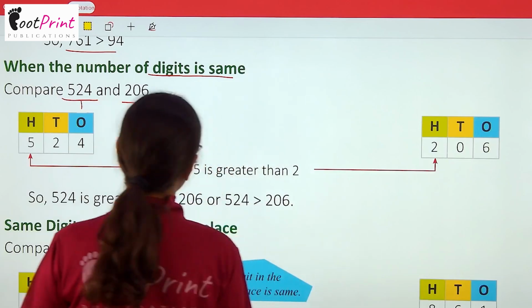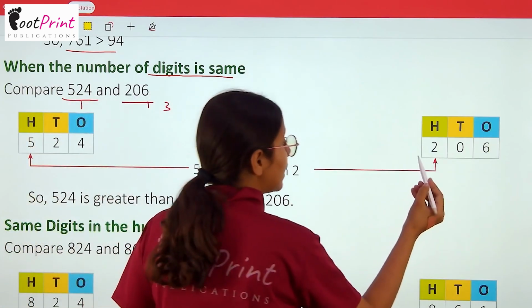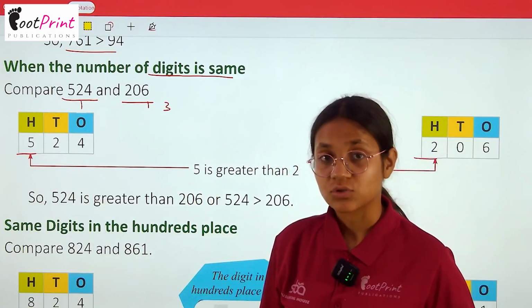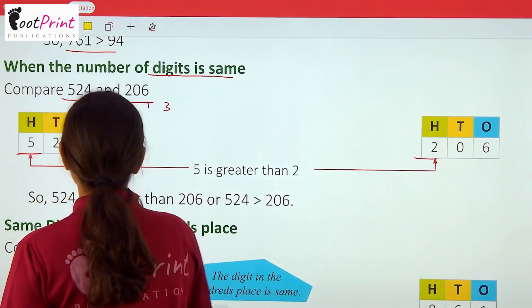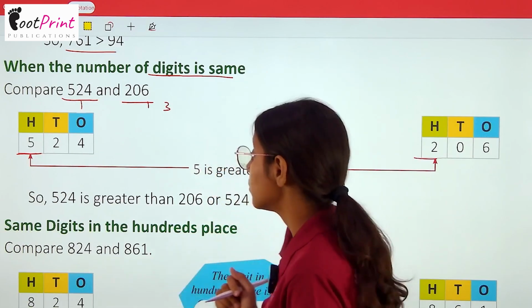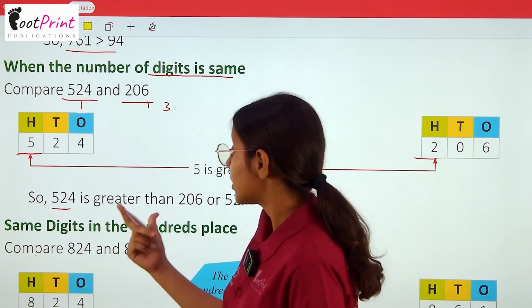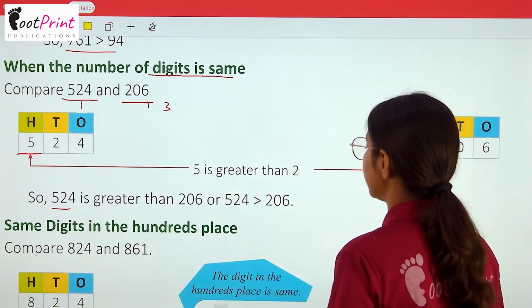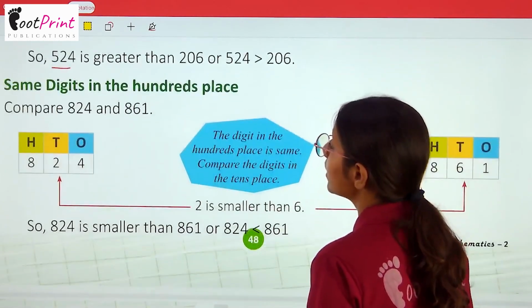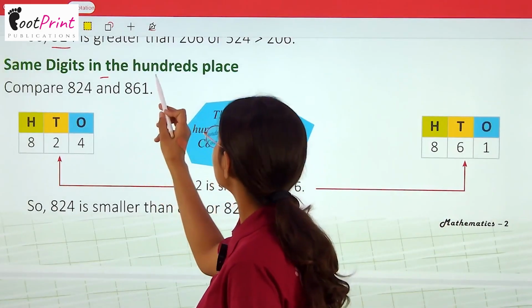Now what we do? Step 1 is seeing the 100 place. If the 100 place is different, see which number is higher, 5 or 2. As we all know, 5 is greater. So we can easily say that 524 is greater than 206 by just seeing the 100 value. Now same digits in the 100 place.